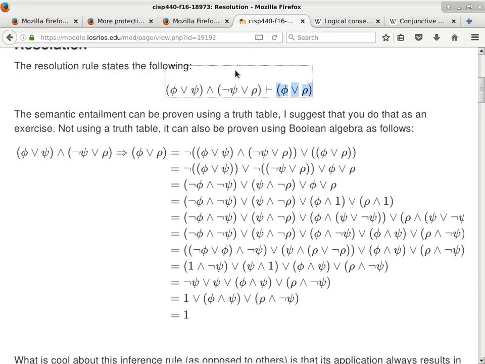Okay, that was a good question. Any other questions before we move forward and take a look at some examples? No questions? Okay.